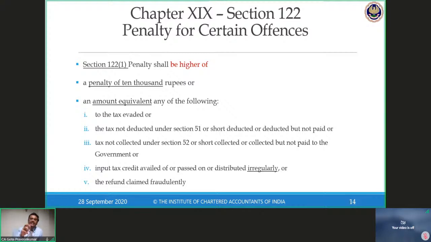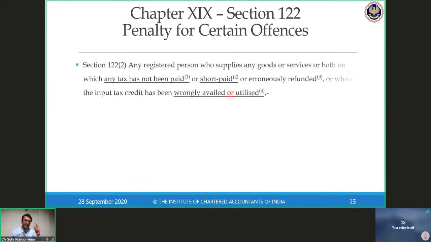Bucket number 3, registration. Again, I have delayed. There is a gap in registration, procedural lacuna. Again, 10,000. Bucket number 4, payment of tax. To the extent you have evaded the tax, that gets quantified under 122(1). So when I look into 4 buckets, wherever amount is not quantifiable, mere 10,000. Where amount is quantifiable, straight away that amount. Higher of these two will be levied as a penalty under section 122(1).